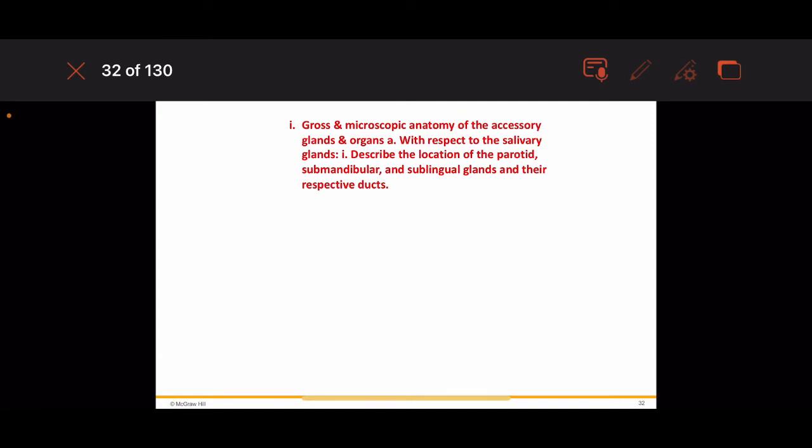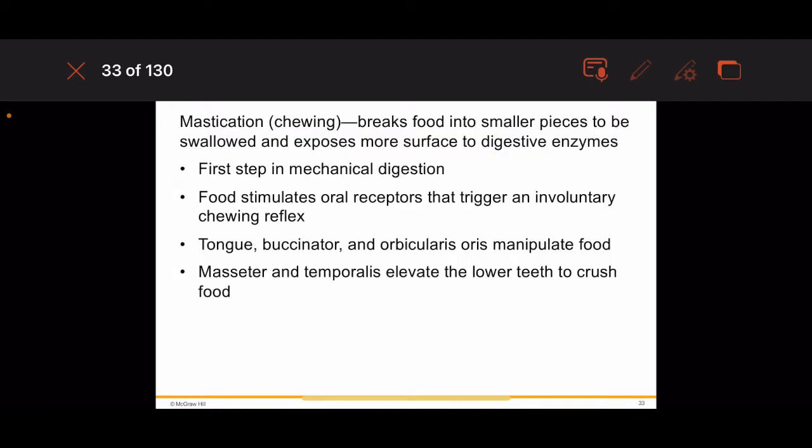So we're going to go ahead, gross anatomy of accessory organs. We're going to talk a little bit more about the mouth and what it's doing. So mastication, chewing, and breaking it up. It's the first step of the mechanical digestion, which is also going to happen primarily down in the stomach. So it's the first of the two.